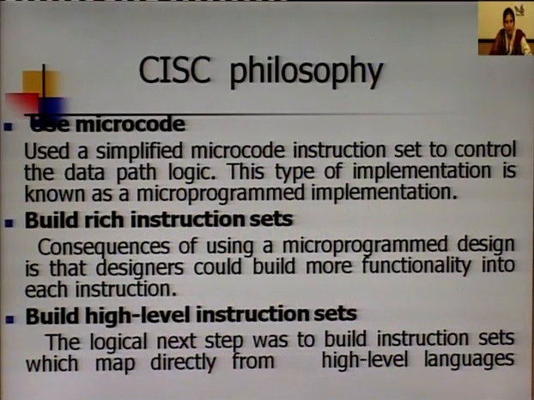High level instruction set means the next step was to build instruction sets which map directly from high level languages, like C or C++, to low level language. That means a highly featured intermediate language, intermediate between a low level language and a high level language. That is mapping, or we can say interoperability between two languages.